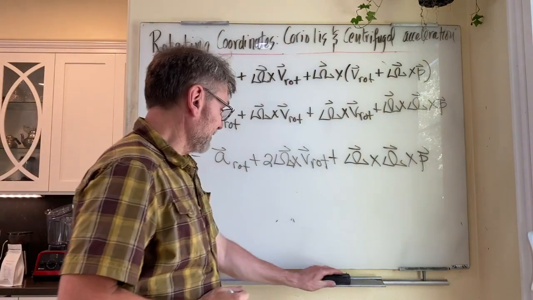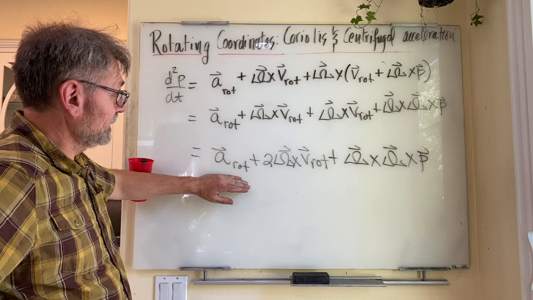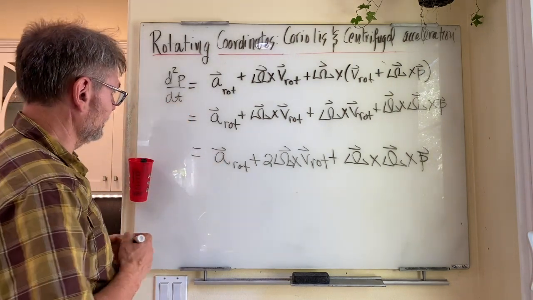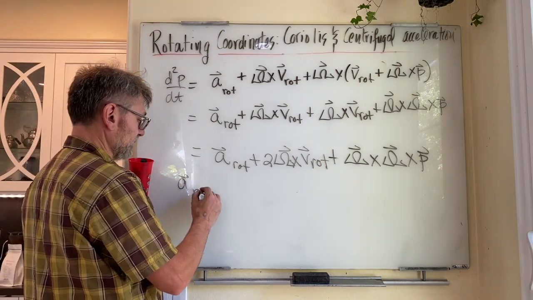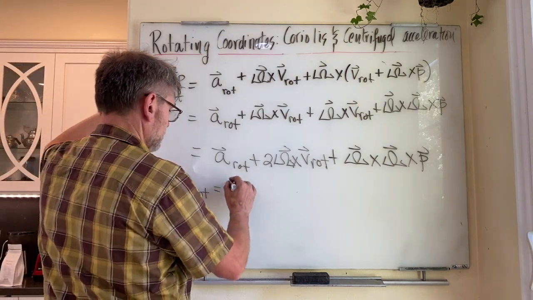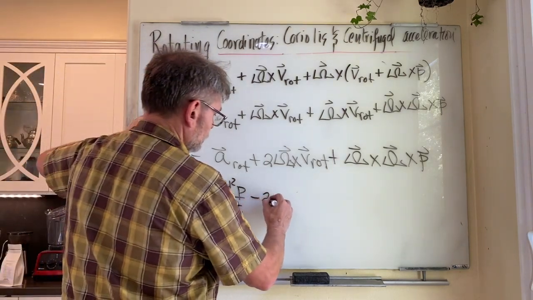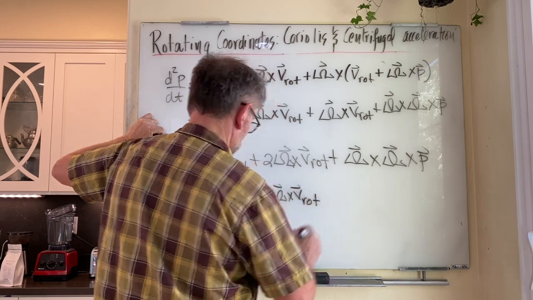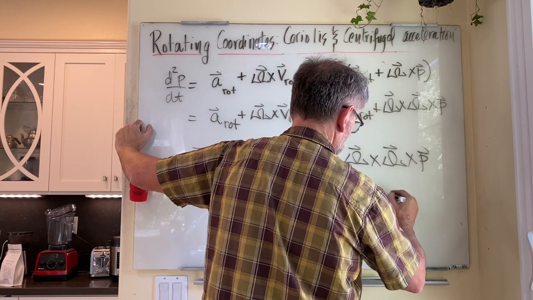All right, and now I can figure out what the acceleration in the rotating frame is from the point of view of an inertial frame, right? So I can solve. So I can say that a in the rotating frame is equal to the acceleration in an inertial frame, d2p dt2, minus 2 omega cross v in the rotating frame, minus omega cross omega cross p.